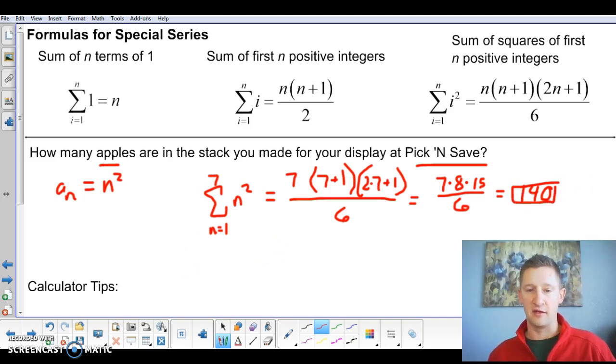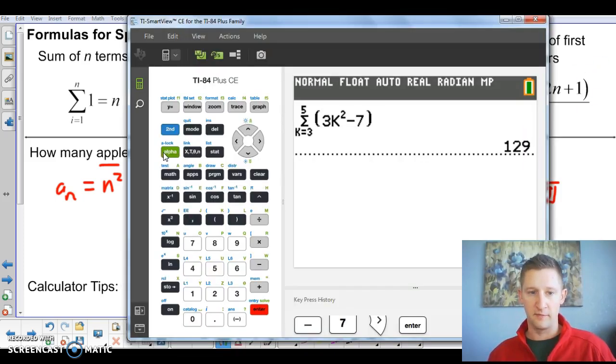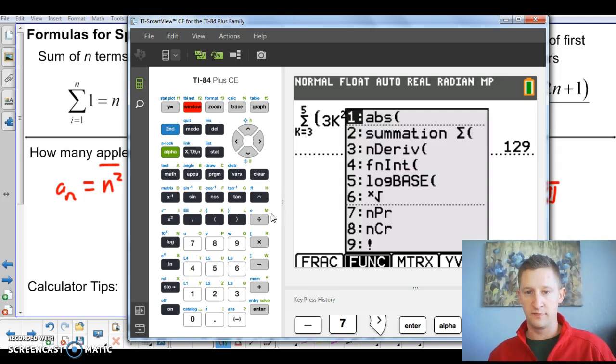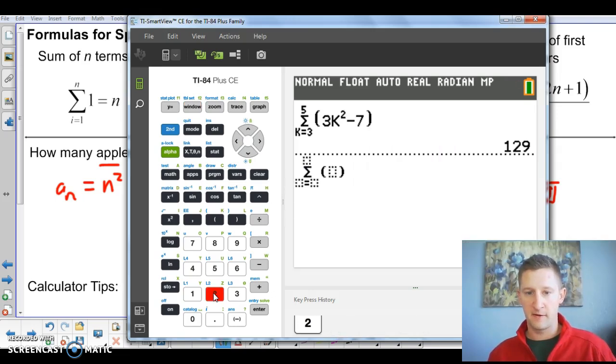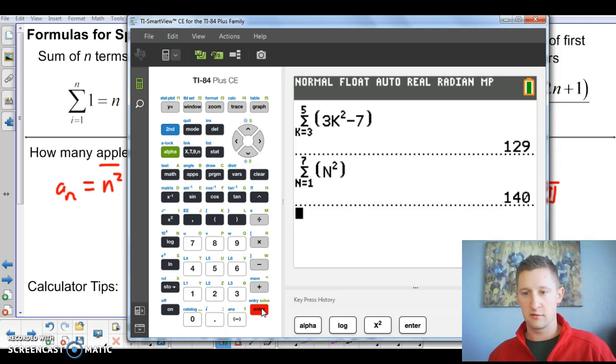Now, if I type that in my calculator without using this rule, it's probably going to work out even quicker. Alpha F2, summation. We'll use n. How about that? Here's n, 1 to 7. Rule being, take n and square it. 140, same thing, no problems.